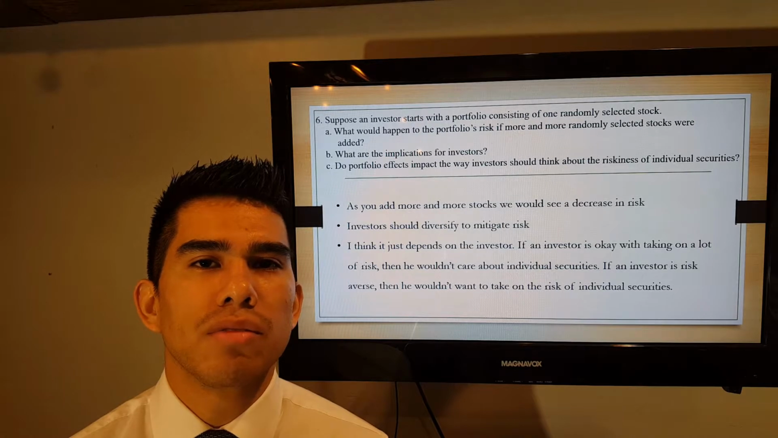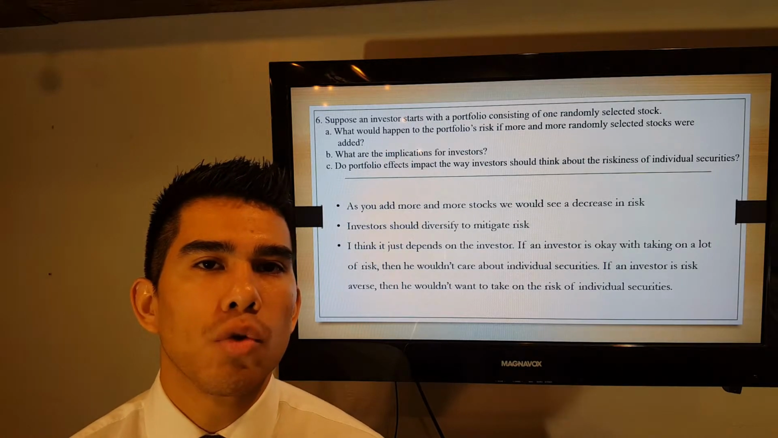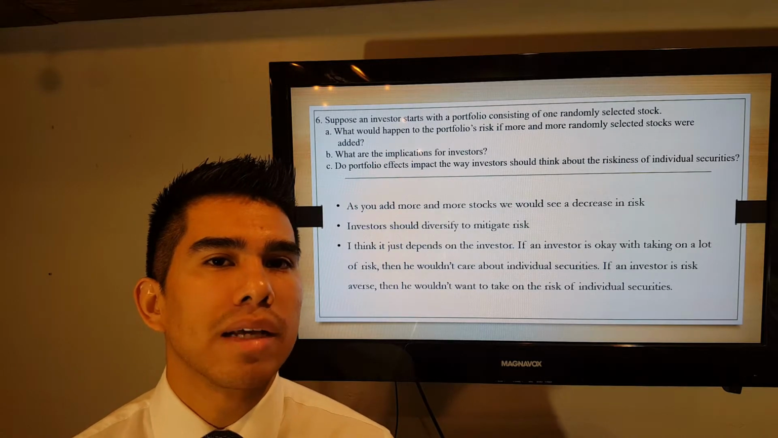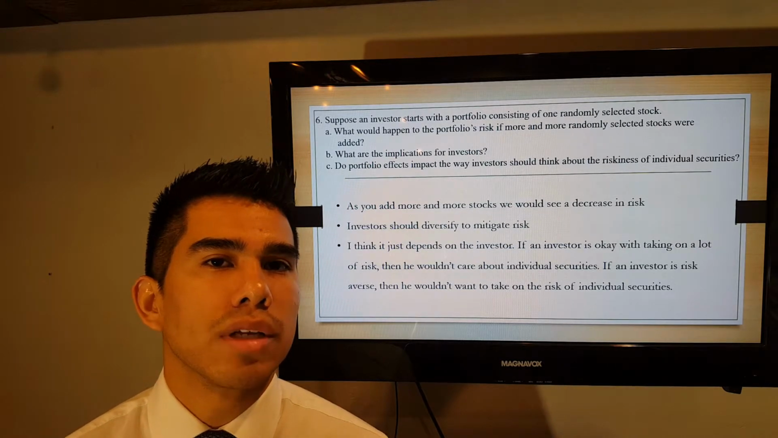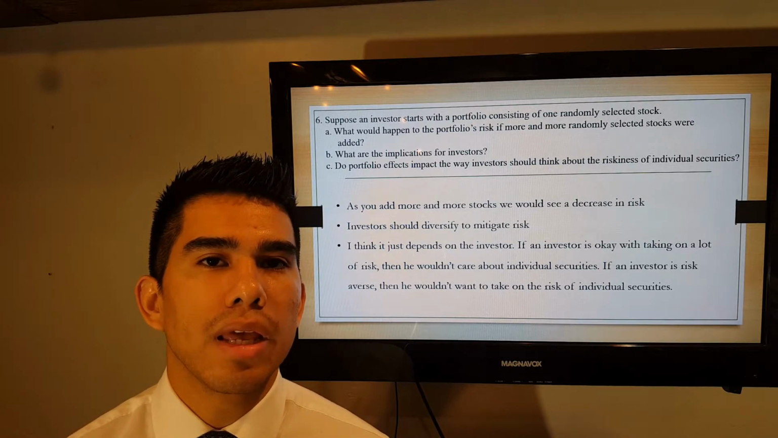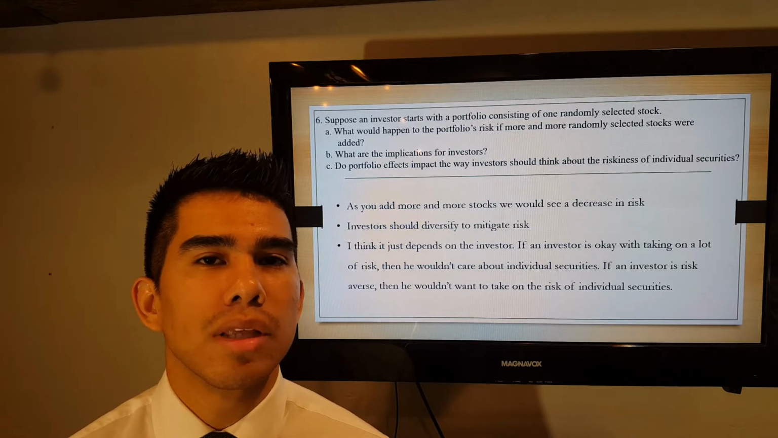If the individual investor is more risk-seeking, then he wouldn't mind the effects of individual securities. But if the investor is more risk-averse, then he wouldn't want to take on the risk that comes with individual securities.